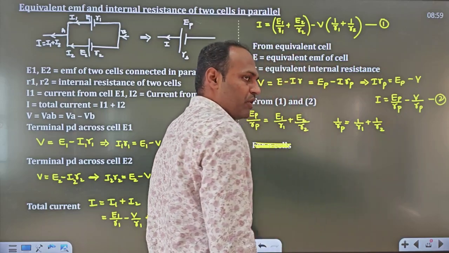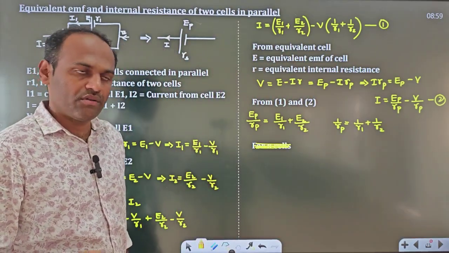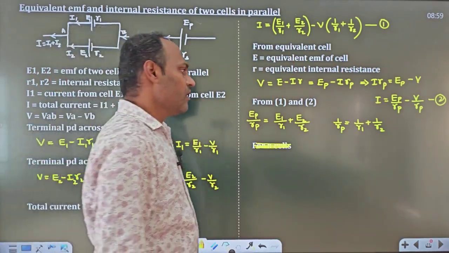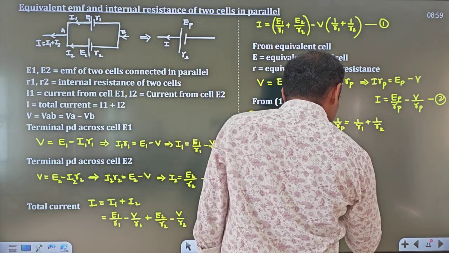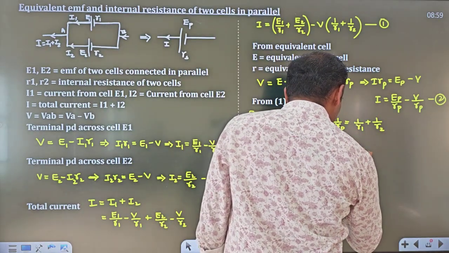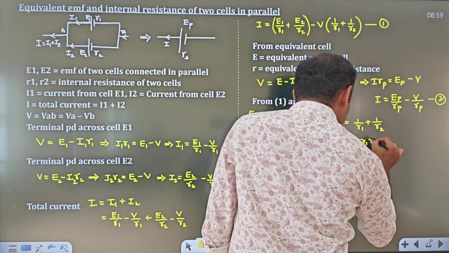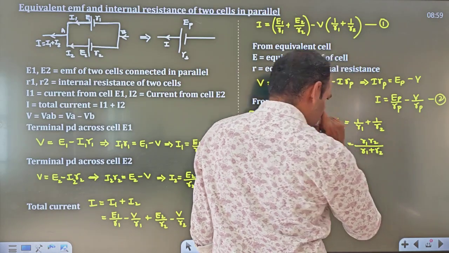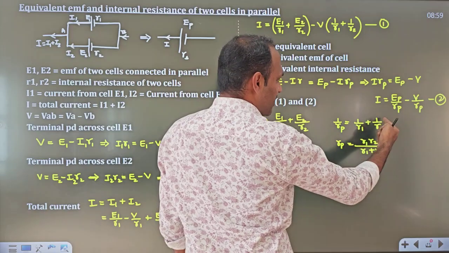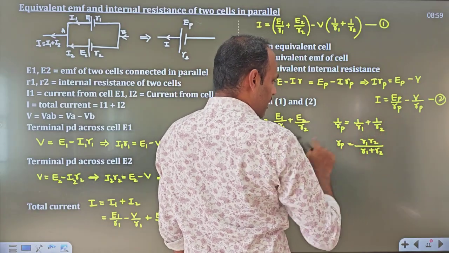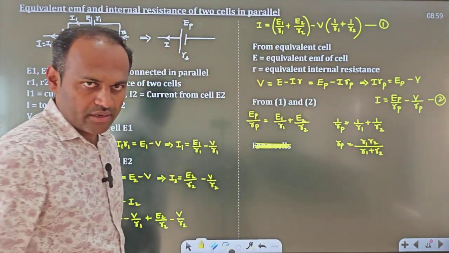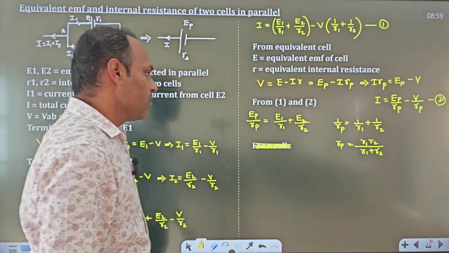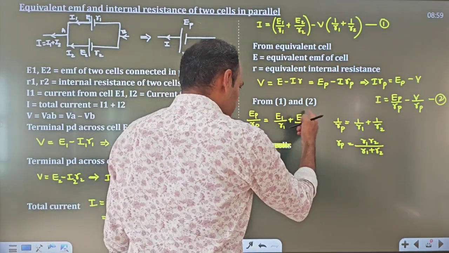The resistance formula is the same as the formulas you get for the combination of resistances. Simplifying this, I will get Rp is equal to R1 into R2 divided by R1 plus R2. If you multiply R2 on this side and R1 on that side and simplify, you get this much for Rp. Okay, next, now you simplify this.